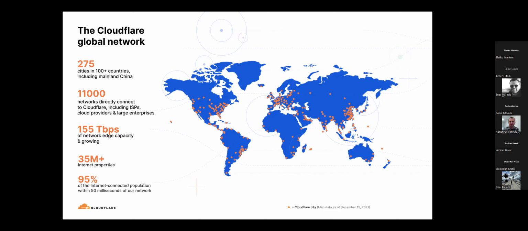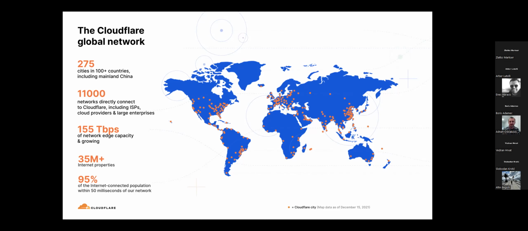What is the capacity of our network? The capacity of our network is 155 terabits per second. You can see it's enough for routing all traffic for all our customers, and we can mitigate all types of DDoS attack. Just for your information, the biggest DDoS attack registered in history was about 3.5 terabits per second. Our capacity is 50 times larger.